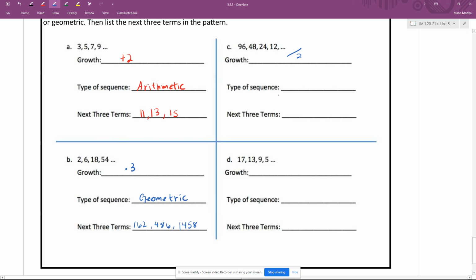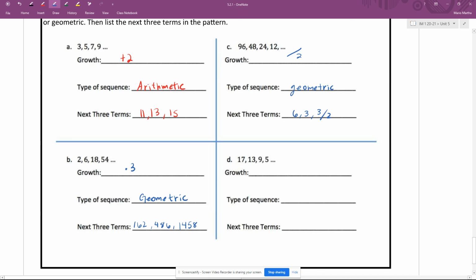The type of sequence, this is also a geometric sequence because, again, both multiplication and division are inverses of each other. That's why they're geometric sequences. In the next three terms, if I divide 12 by 2, I'm going to get 6. Divide this by 2, you get 3. And then divide that by 2, you get 3 over 2.